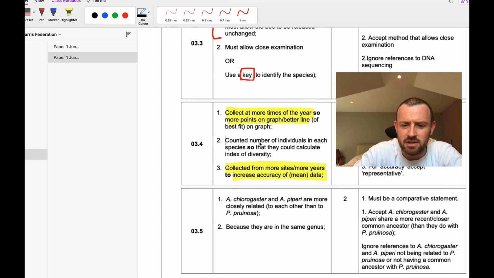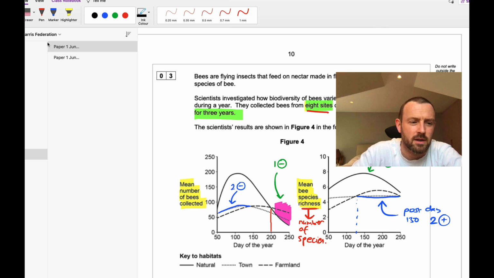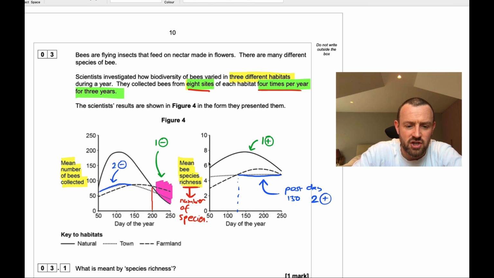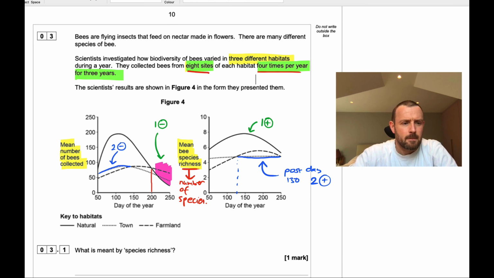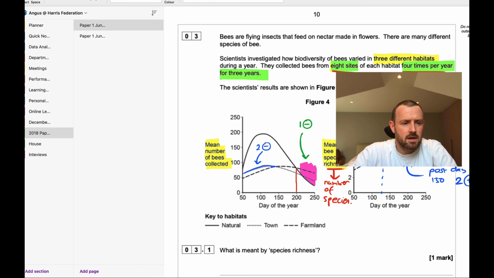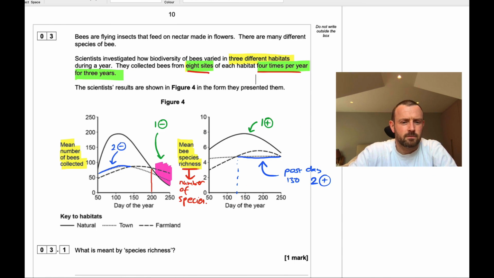This middle one: count the number of individuals in each species, so they could calculate the index of diversity. That is a good point there. What we're saying is they just counted the number of species, but we've got no information about the species evenness. We don't know the numbers per species, so potentially that could be quantified and put on the graph. It would be better information. Let's move on.